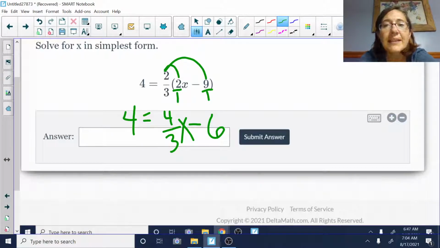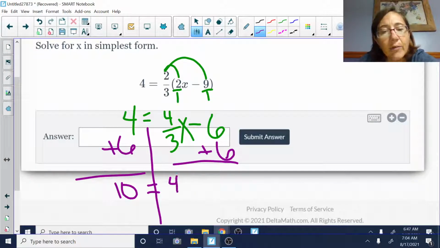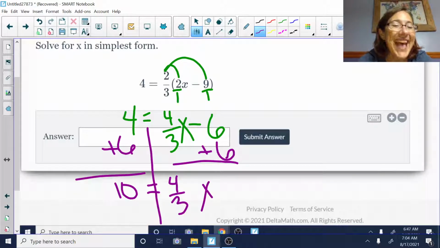Let's get rid of the minus 6. How can you get rid of a minus 6? Yeah, we would add 6. So I'm going to add 6 on both sides of my equation. There's my fairness happening. You can see it in purple on both sides of that equals. So on the left side I have 10. On the right side I have 4/3 x. Oops, I'm making myself space this time. So there's what I have right now.